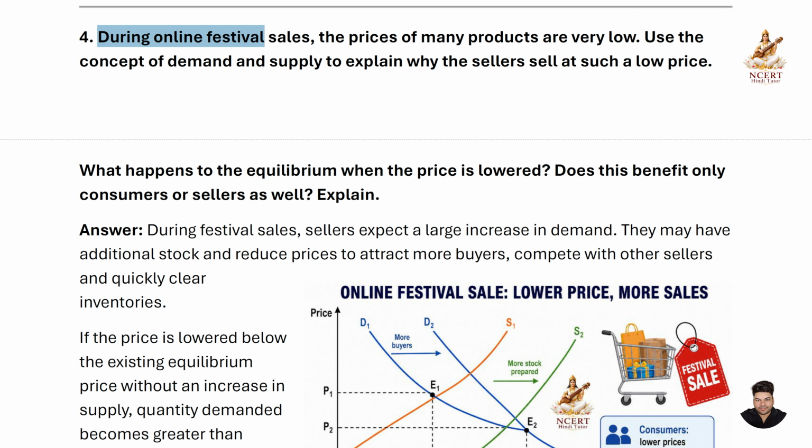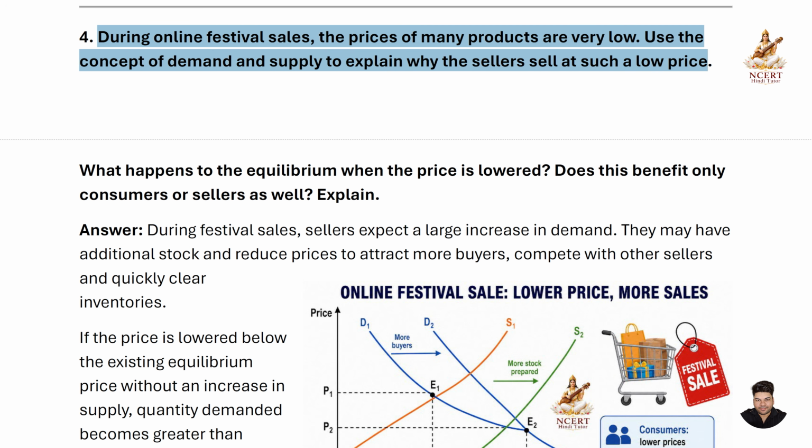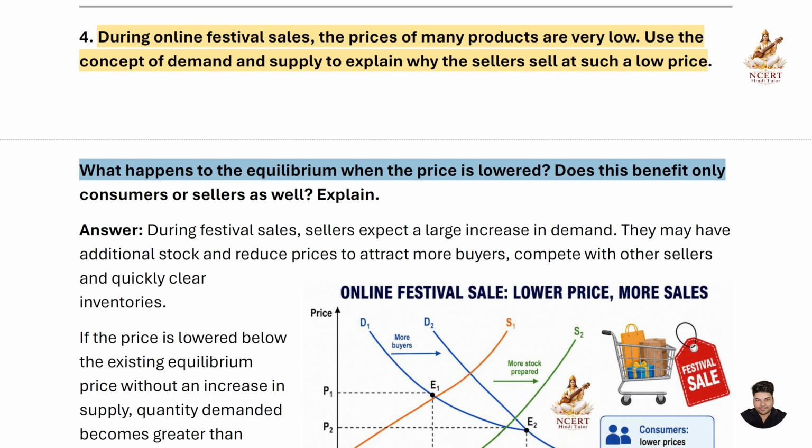Question 4. During online festival sales, the prices of many products are very low. Use the concept of demand and supply to explain why the sellers sell at such a low price. What happens to the equilibrium when the price is lowered? Does this benefit only consumers or sellers as well?